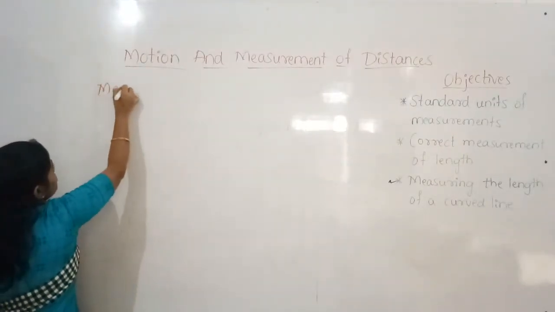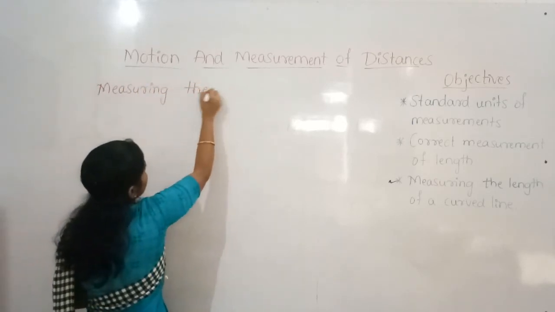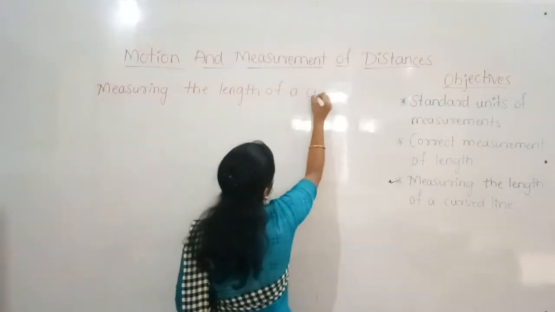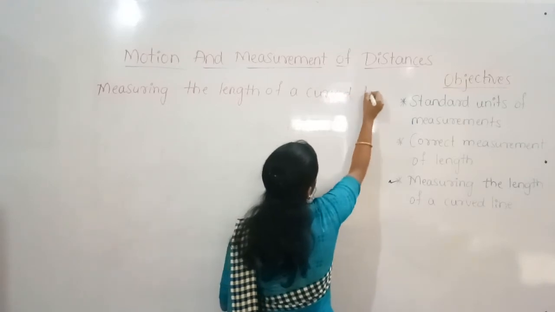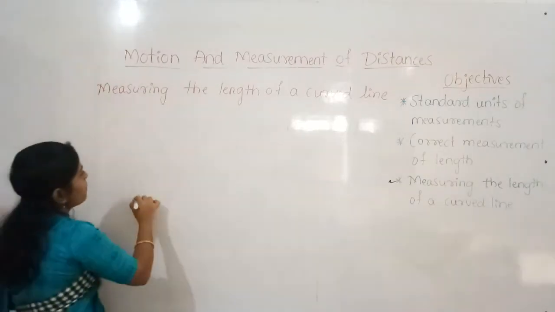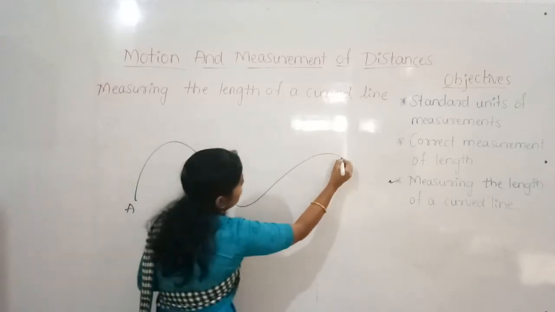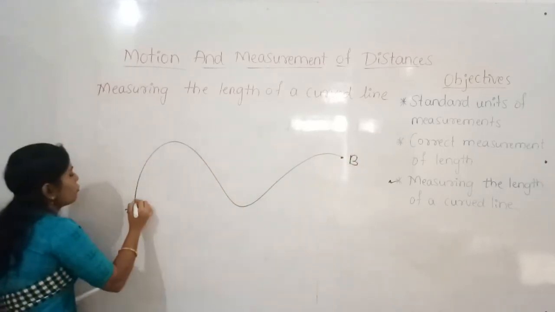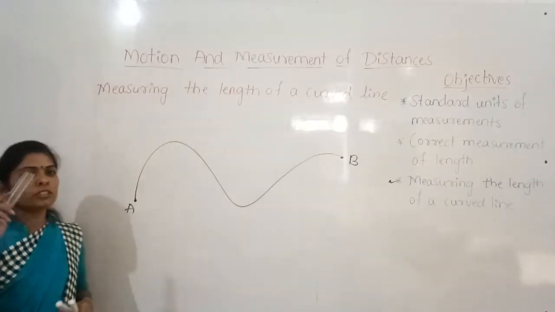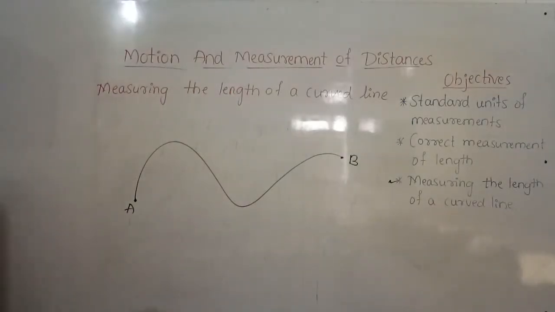Measuring the length of a curved line. So suppose, say, if you have to measure the length of this curved line, say it is A and this point is B. If you have to measure the length of the curved line, then now I will use the scale to measure it. Just observe, and you can also do it.